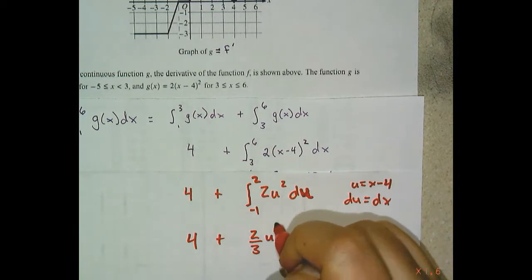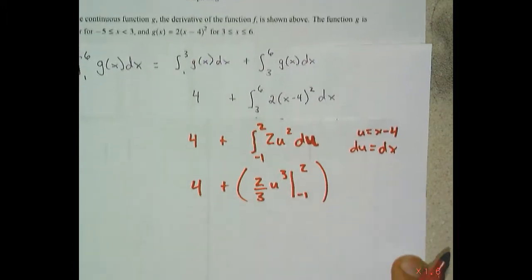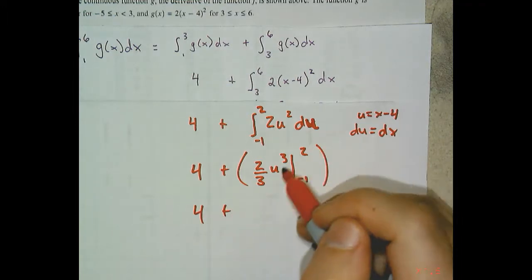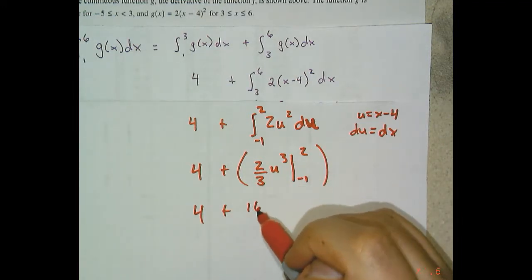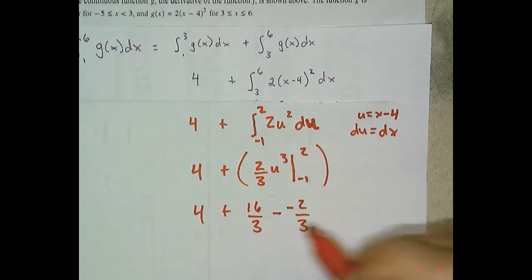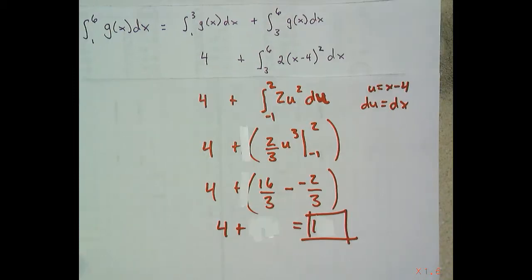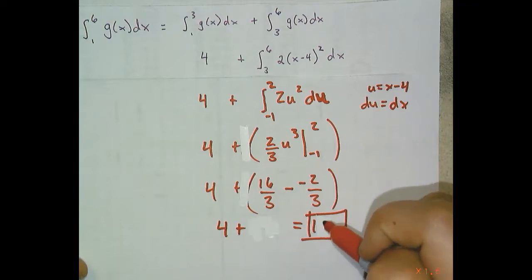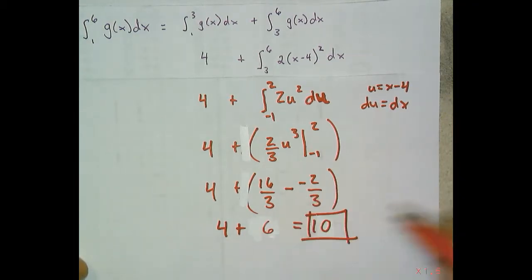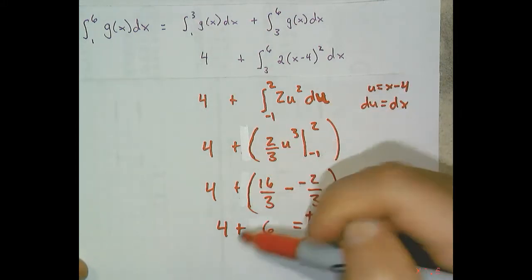2/3 u cubed evaluated from -1 to 2. 4 plus 8 16/3 minus -2/3. Cleaner, faster. With the use of substitution, it works out better. Okay, fixing that mistake that I made, 4 plus 6. The 2 is accounted here in the 2/3. I accidentally put that in there. But 4 plus 6 equals 10.